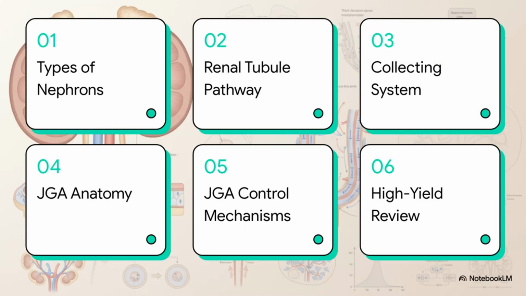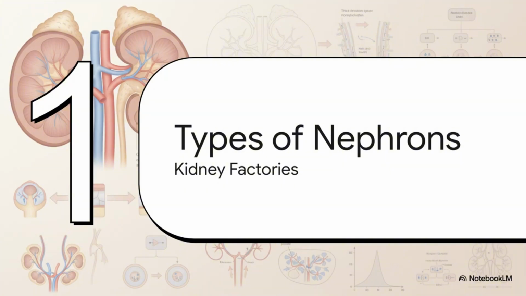Here's our roadmap for navigating the complex machinery of the kidney today. We're covering the types of nephrons, the renal tubule pathway, the collecting system, JGA anatomy, JGA control mechanisms, and then we'll wrap up with a high-yield exam review. Section 1. Types of nephrons. Think of these as the actual factories of the kidney.